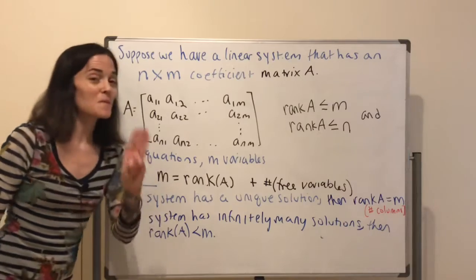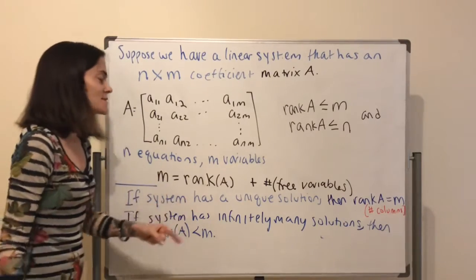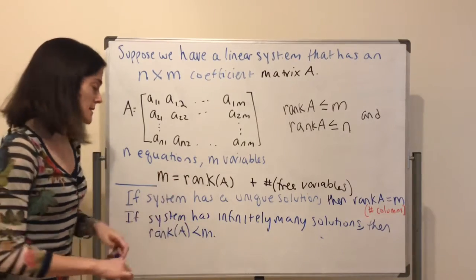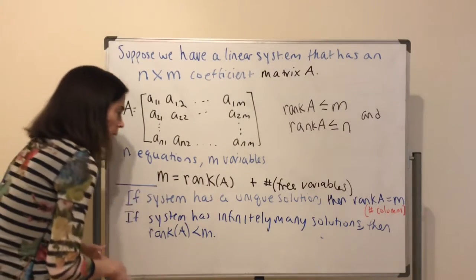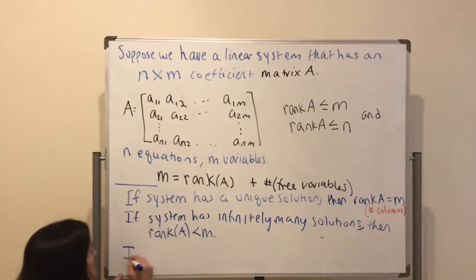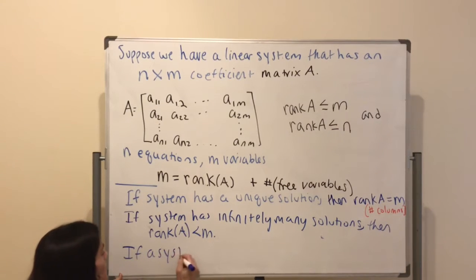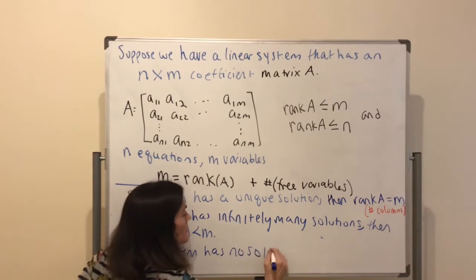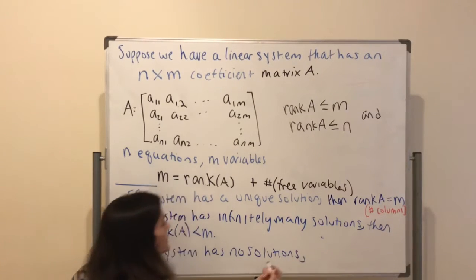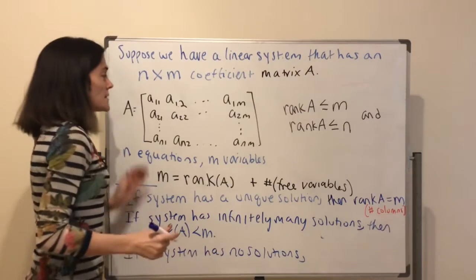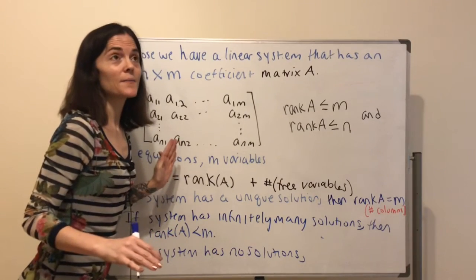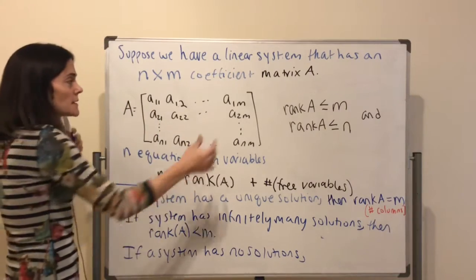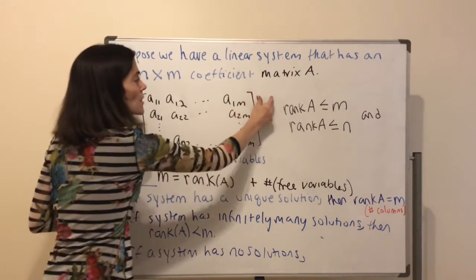Okay, now there was one more thing that happened. We have a unique solution, infinitely many, or no solutions, which was our inconsistent system. And what can we say about the rank in this case? If a system has no solutions, well, this, remember, is the coefficient matrix. If we did the augmented, we have one more column here.